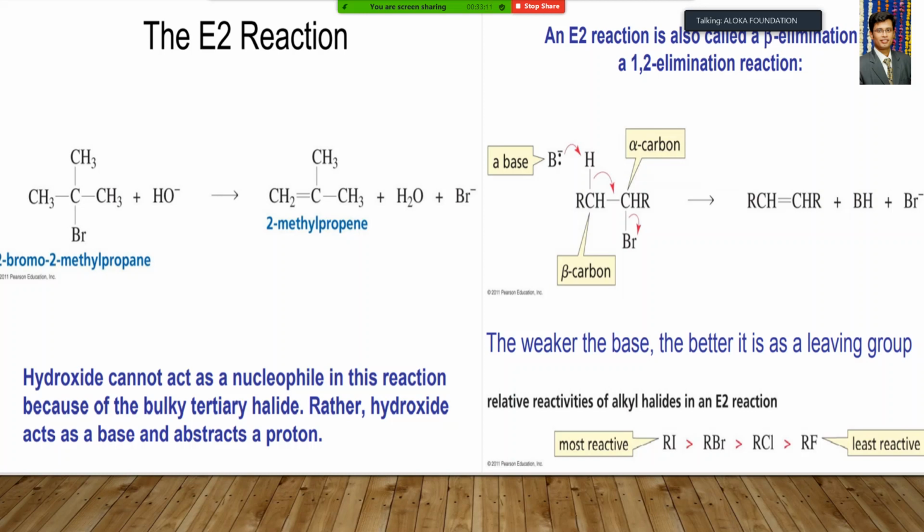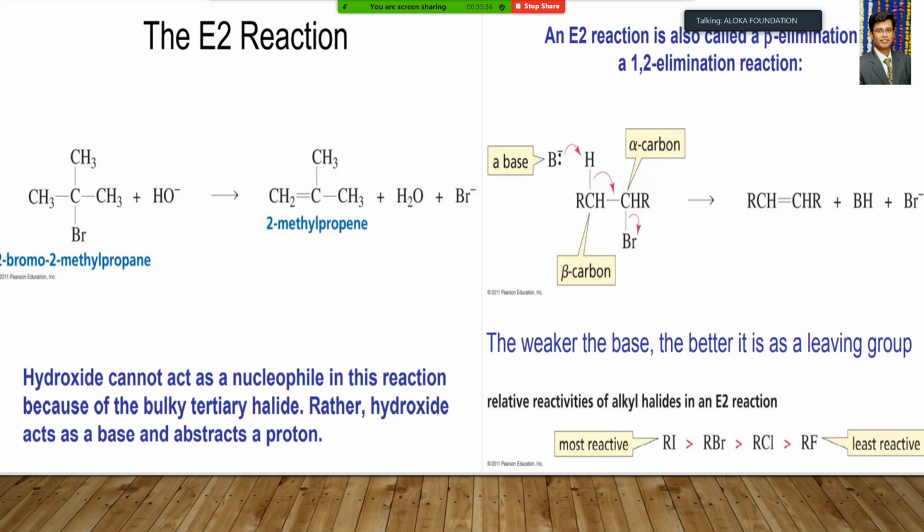So what happens? In the first step, the base abstracts the proton from the beta carbon. Once the base abstracts the proton, the double bond is formed, and when the double bond is formed, the halogen, the leaving group attached to the alpha carbon, is lost, and you get your corresponding alkene.